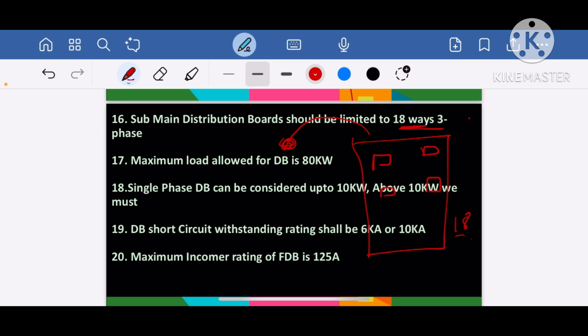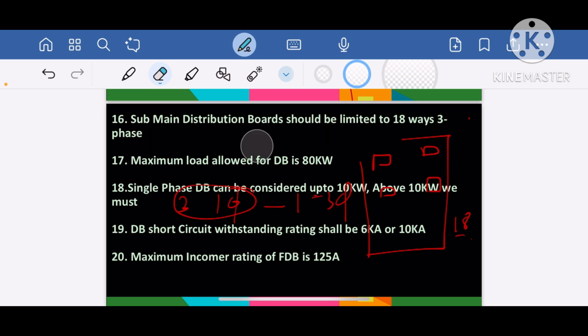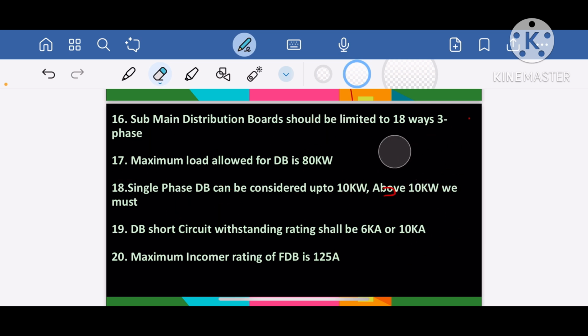If we have a single phase combination, suppose I have 17 3-phase, then we can use 3 single phase. So 3 single phase will be considered as one 3-phase. So it's a combination. So in total, 18 3-phase loads we can supply from one single sub-main distribution board. Hope you are clear now. Now let us move to the other point.